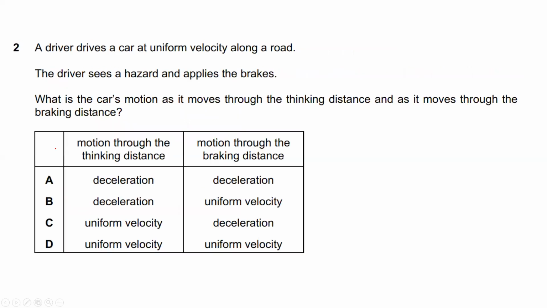Next question. It says a driver drives a car at uniform velocity along a road. The driver sees a hazard and applies brakes. What is the car's motion as it moves through the thinking distance and as it moves through the braking distance? So remember, the driver is moving with a uniform velocity, and as soon as he sees a hazard, he starts thinking of applying the brakes.